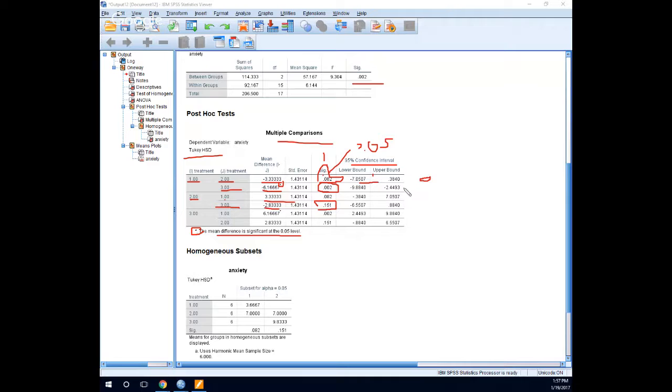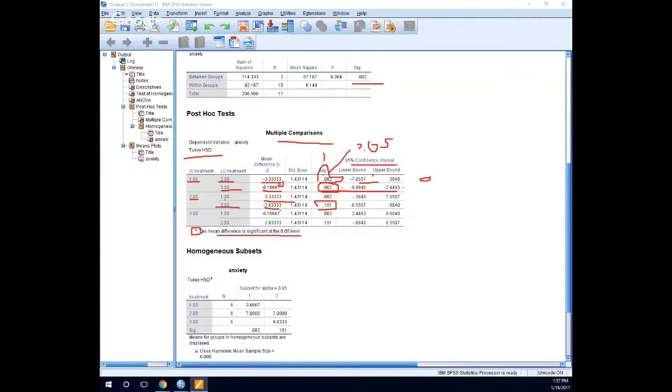If 0 falls outside of the interval, on either the upper or lower end, then that would indicate that there's a statistically significant difference in means. And so really the only one where that happens is this one right here, which we already knew when we looked at this particular area.